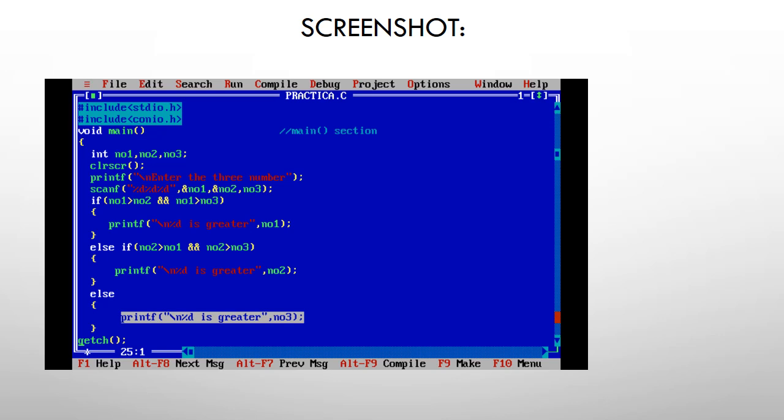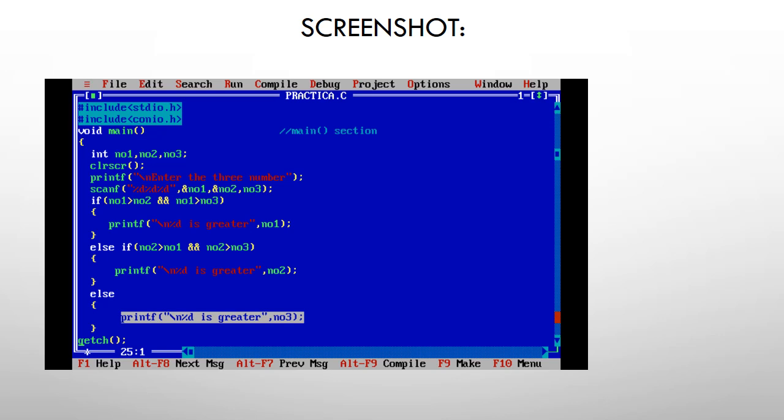If number 1 is greater than or equal to number 2 and number 1 is greater than or equal to number 3. That means here simultaneously number 1 will be compared with number 2 and number 1 will be compared with number 3. If both conditions are true, then only the if part will get executed. But if the condition is false, then flow will transfer to the else if part.